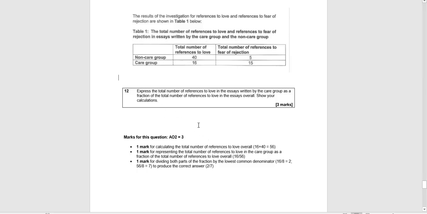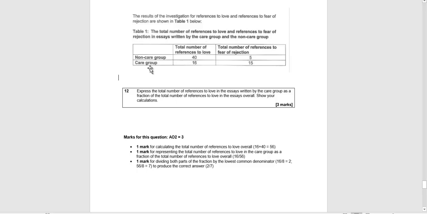The question is, express the total number of references to love in the essays written by the care group as a fraction of the total number of references to love in the essays overall, and show your calculations. So a couple of things you need to be really careful with. First of all, you must show your calculations. It doesn't need to be very much. You'll see here very simple calculations, but it's enough to get you the marks. If you don't show your calculations, you will not get the marks. So that's the first thing.